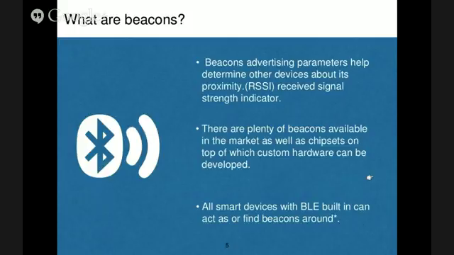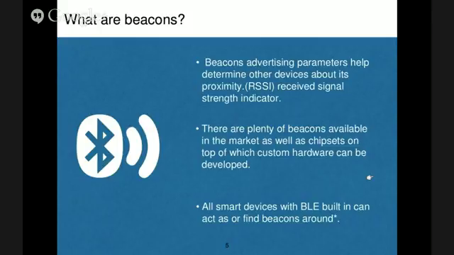There are plenty of beacons available in the market, as well as chipsets on top of which custom hardware can be developed. As I said, nowadays a lot of manufacturers have started developing their custom beacons. Today's topic is a generalized beacon, not concerned with any particular manufacturer. But iBeacon is the first one which got a lot of popularity because of its documentation and overall boom, because it was introduced by Apple.